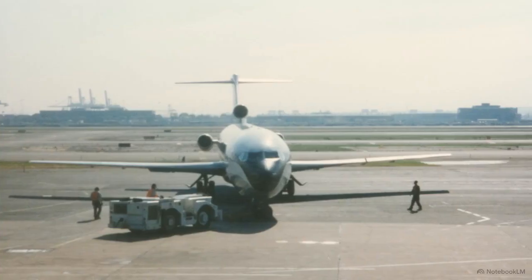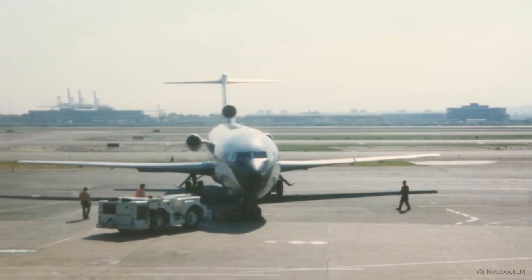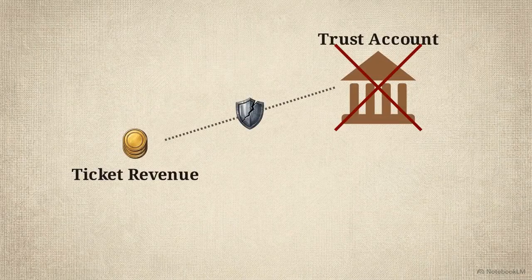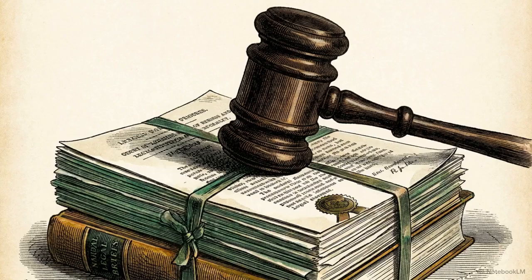The facts involved Borneo Leisure Travel, a company that held flight ticket revenue on trust for Royal Brunei Airlines. The company's director, Mr. Tan, misapplied that money, using it for his own business operations instead of keeping it in a separate trust account. The Privy Council established a clear rule.